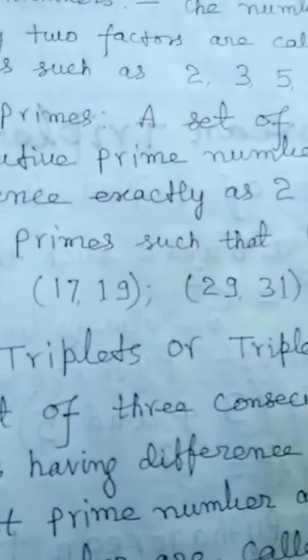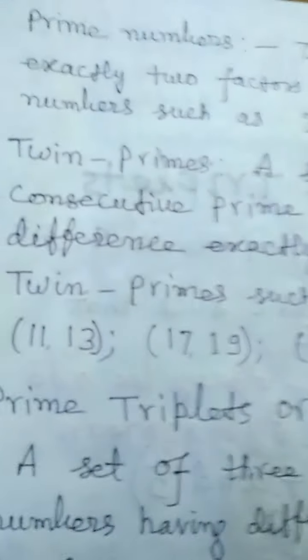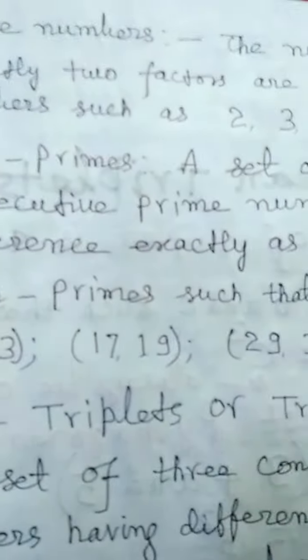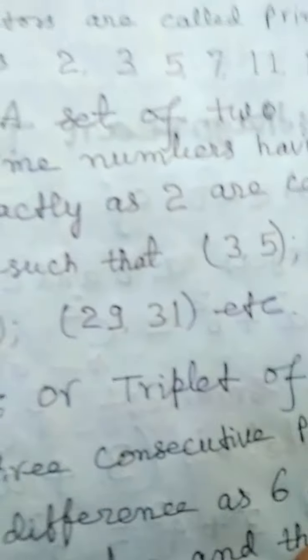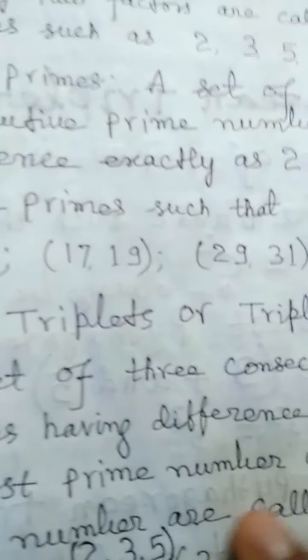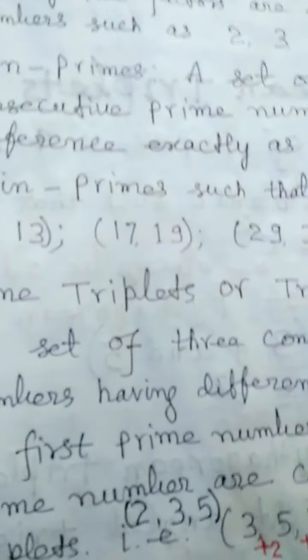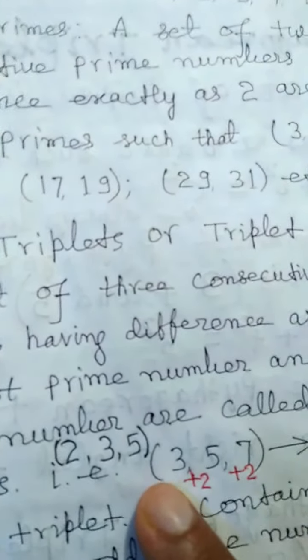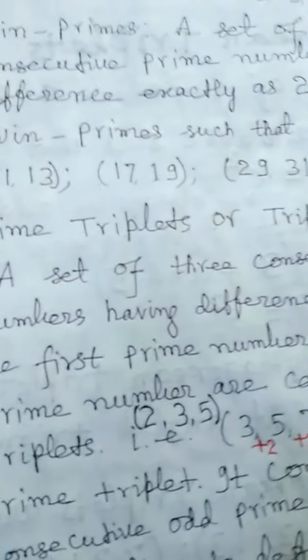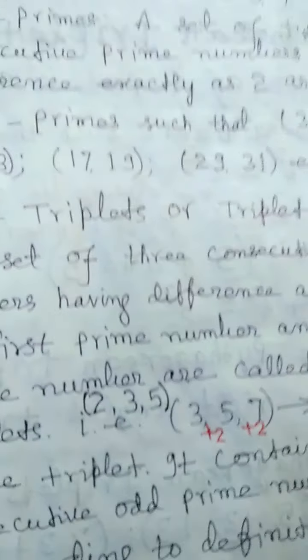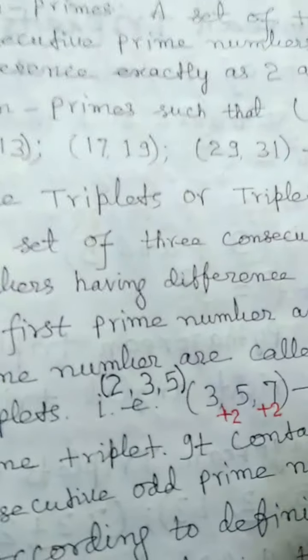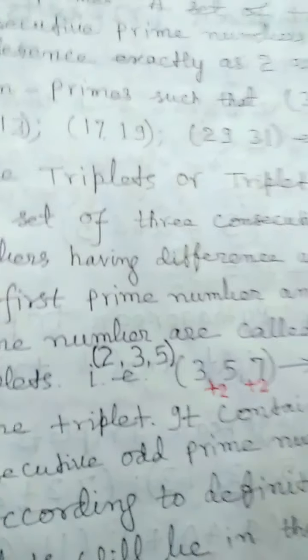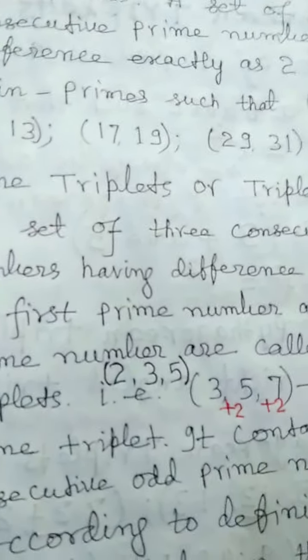Prime triplets or triplets of primes. A set of three consecutive prime numbers having a difference of 6 between the first prime number and the third prime number are called prime triplets. Here 2, 3, 5 and 3, 5, 7 are called unique prime triplets, and these are not following the rule of prime triplets.